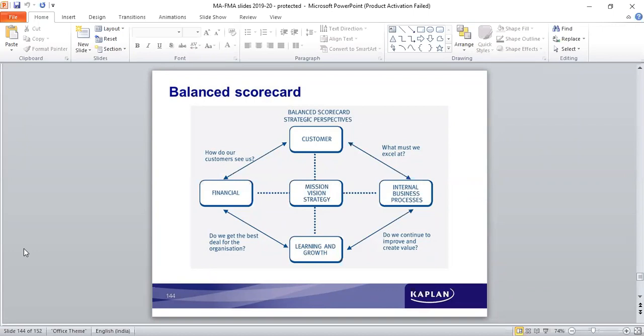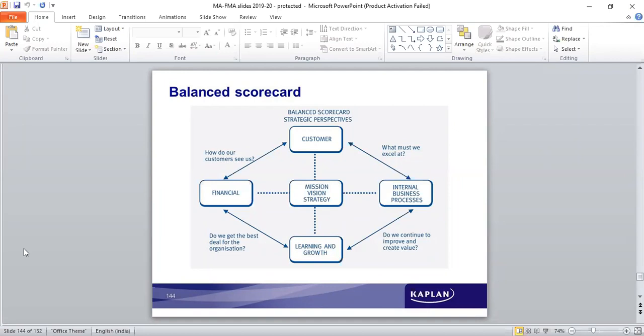So for that reason, the balanced scorecard suggests that the entire organization should be looked into from 4 different perspectives. One perspective is finance. The other three perspectives are non-financial perspectives. One is customer. Another one is internal business process. The third one is learning and growth. So these are the 3 non-financial performance perspectives.